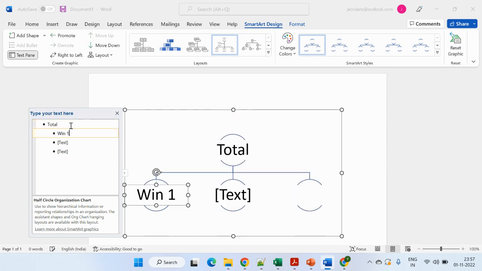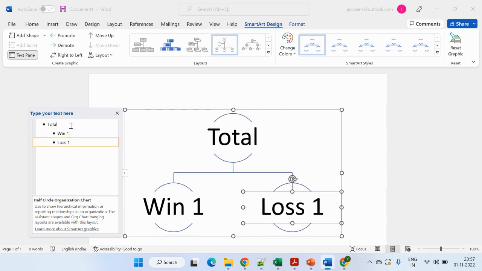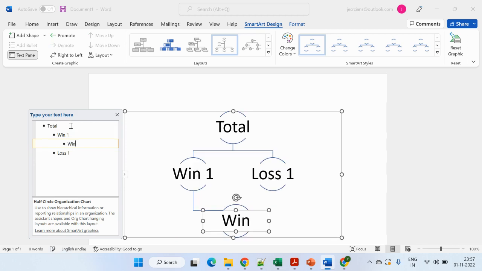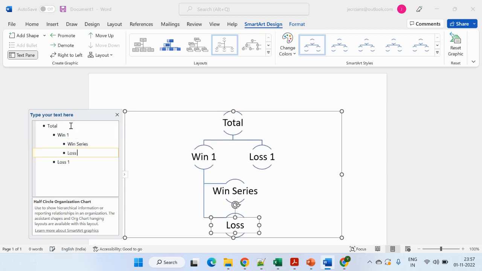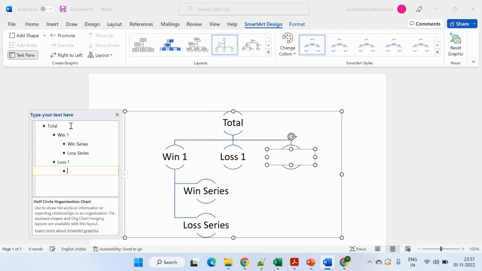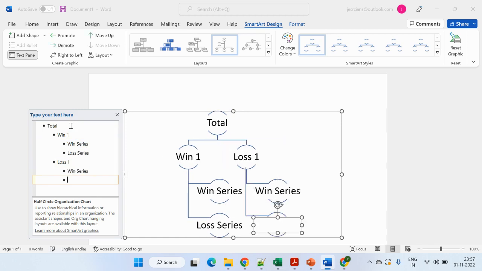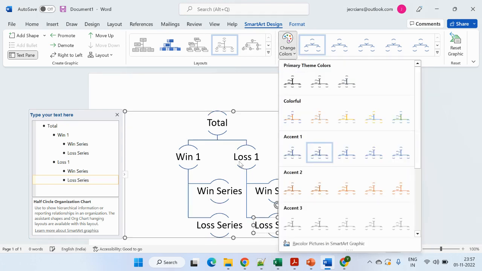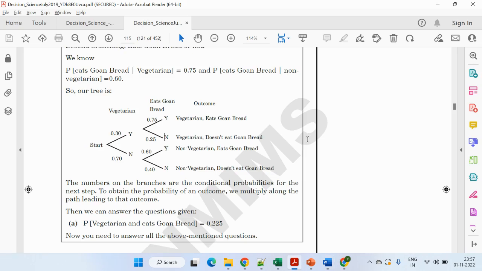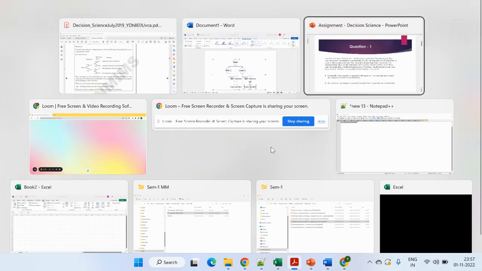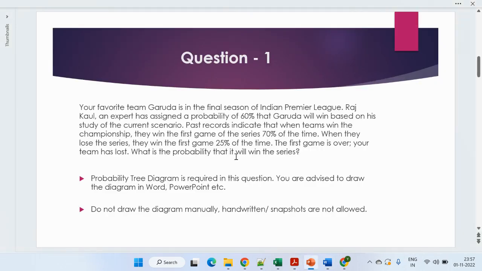We are having win first, loss first, and this will be win series, loss series, win series, loss series, right? So this is the way how you can just draw a probability diagram. Maybe you can just do a little bit of color formatting and other things. That's totally fine, right? So I think we have covered the first question. So first question is pretty much clear.